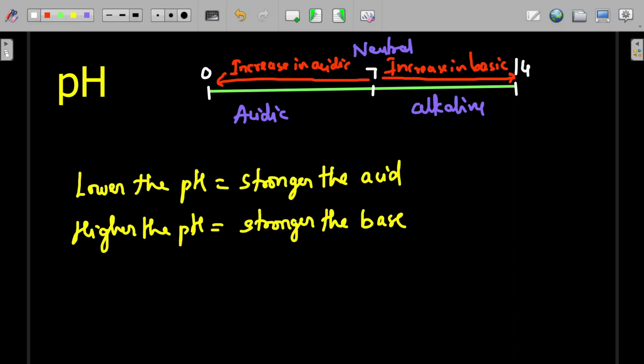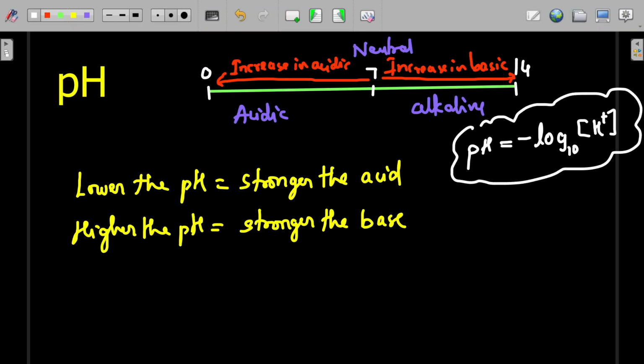pH, if I have to give you the meaning of pH, it is actually a calculation of how many H plus it is forming when you dissolve in water. It is a minus log to the base 10 of H plus concentration. It's actually a mathematical expression based on which we will get some value for pH.